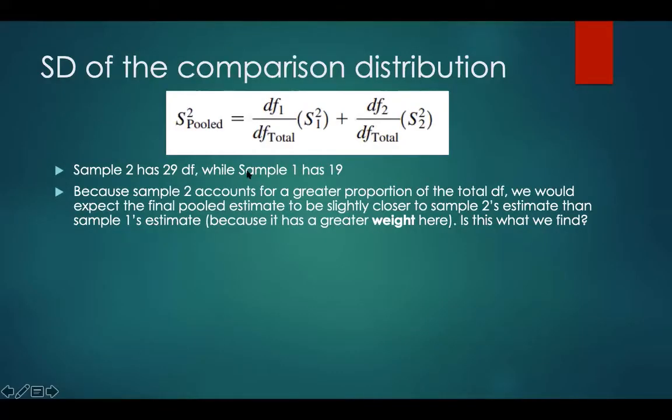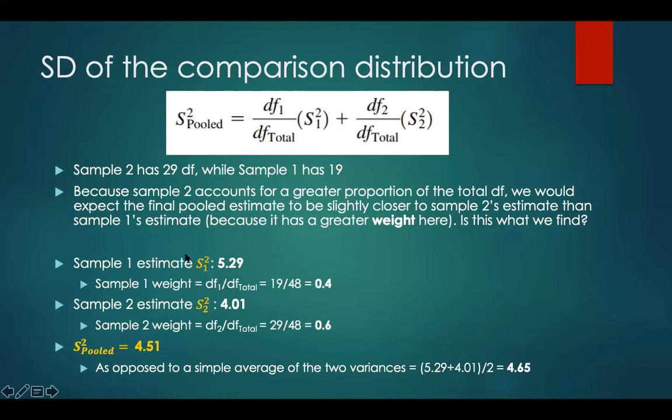So, as we saw, sample 2 has 29 degrees of freedom, while sample 1 has 19. Now, because sample 2 accounts for a greater proportion of the total degrees of freedom, we would expect that the final pooled estimate be slightly closer to sample 2's estimate than sample 1's estimate, because it has a greater weight here. Now, is this what we find?